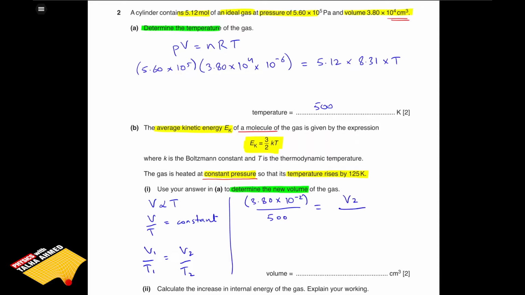So then you can just find the newer volume here. Another thing to remember here is that the answer required is in centimeter cube. So I don't need to convert the volume back to meter cube first, and then find it in meter cube, and then convert it back to centimeter cube.